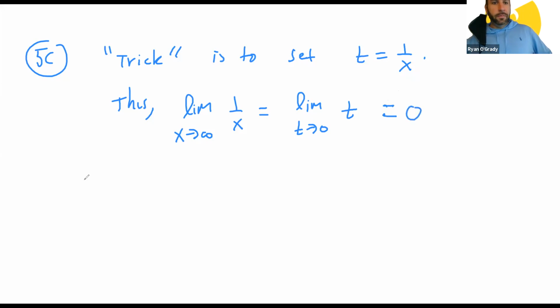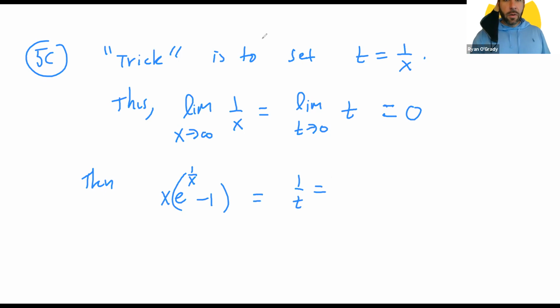So then what is x e to the 1 over x minus 1? Well, this becomes 1 over t, oh, excuse me, this is 1 over x, sorry. I'm losing my mind, honest to God. You guys got me all mad about math education. No more. So 1 over t times e to the t minus 1.